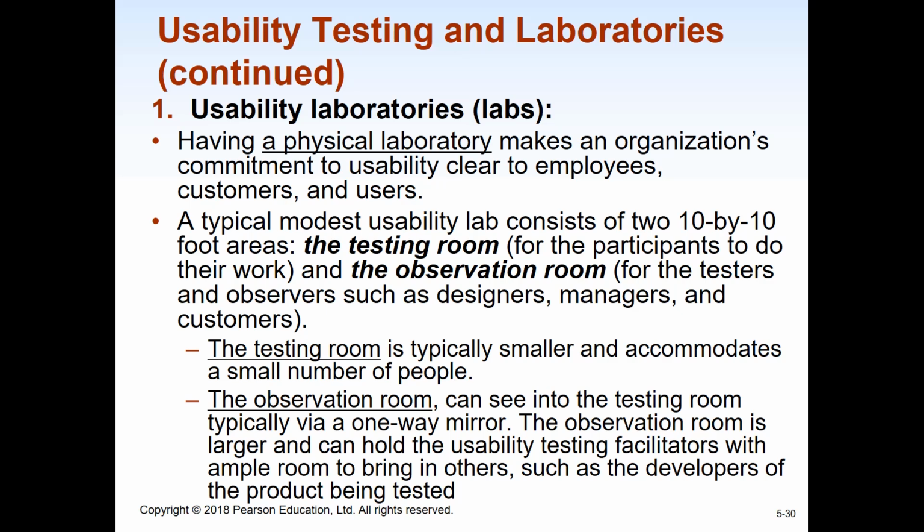The testing room is typically smaller and accommodates a small number of people, whereas the observation room can see into the testing room, typically via a one-way mirror, in order to avoid the participants being under stress as they are being observed or monitored. It is better not to have them see the observers in the other room. So that's why it is called a one-way mirror. The observation room is larger and can hold the usability testing facilitators with ample room to bring in others such as developers, managers, and so on.